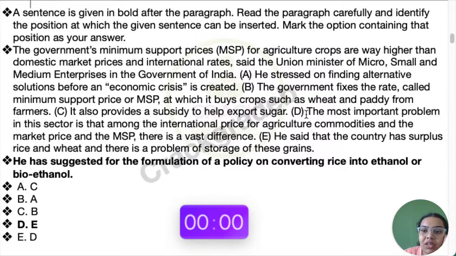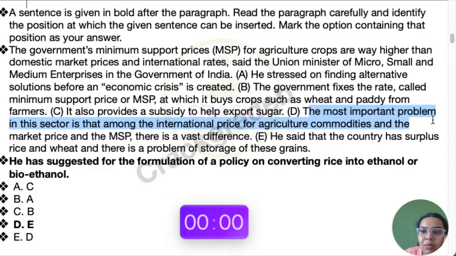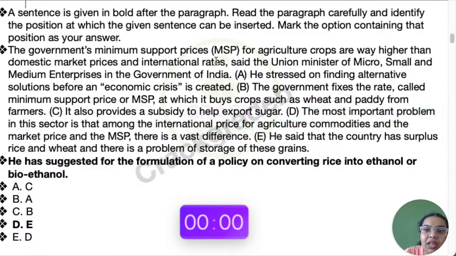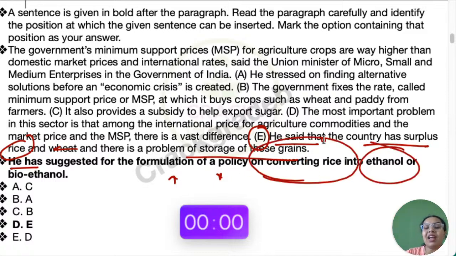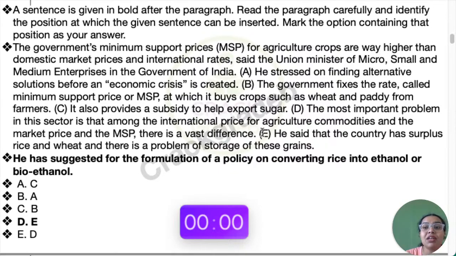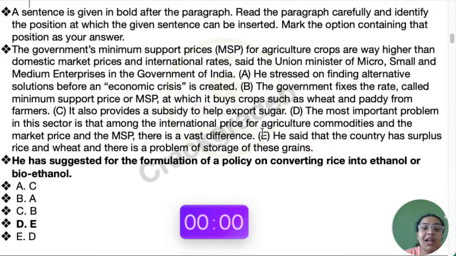Similarly, in this case also, till this part, we are still talking about the problem. So, how are we going to use this sentence in any of the blanks? We are going to use it at the end. He has suggested formulation of a policy. He said, and even after using the sentence here, we are continuing with what the minister has said. So he said the country has surplus of rice and wheat and there is a problem of storage with these grains. Better we convert it into ethanol. So that's what he is suggesting. That will come after describing the whole problem, and that's why we will understand why he has made this suggestion. I hope you are getting it.